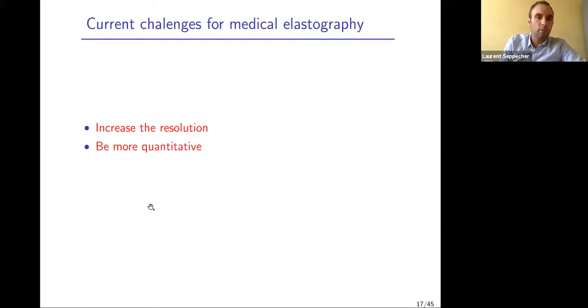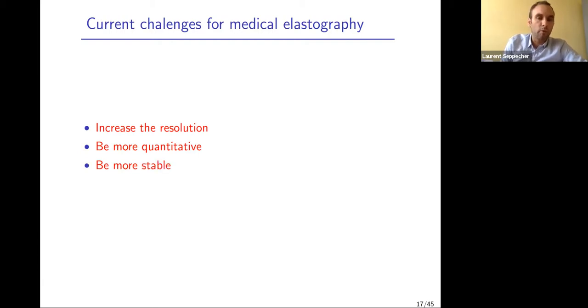Another challenge is to be more quantitative. We want a real value of mu, in Pascal, it's a pressure. It's a big challenge because so far nobody can give you a very precise quantitative value of the shear modulus. They give you images, contrast, but not quantitative values.